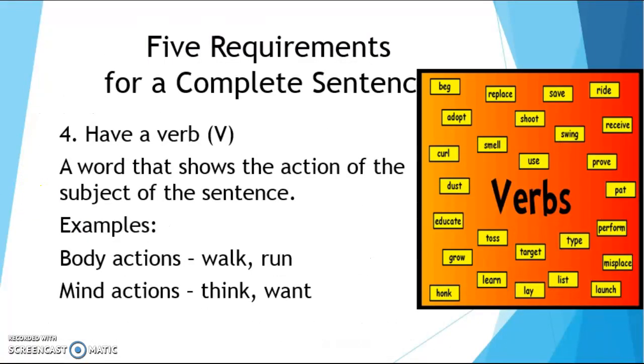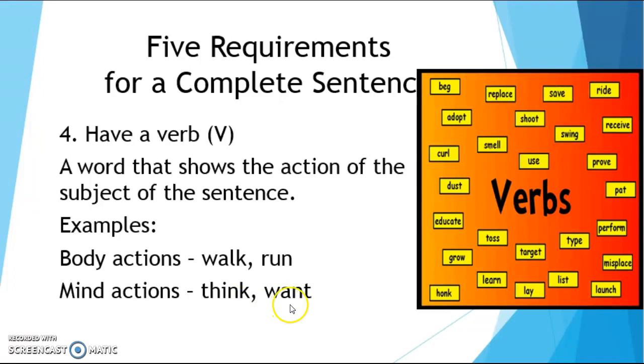So then our 4th part is that we need to have a verb. And the verb is a word that shows the action of the subject of the sentence. So there's different ways that you can do this. You can either have body actions or mind actions. Those are the 2 that we typically use. So body actions would be walk, run. If you look here over on my other, the orange example there, smell would be another one, swing, pat, things that are body actions. Mind actions are words like think, want.